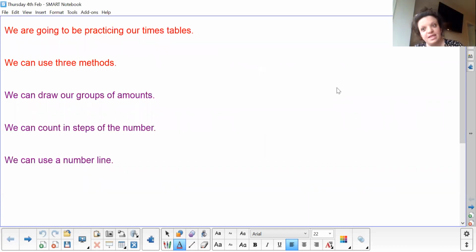We're going to follow the same routine that we followed last time. I'm going to do one question of multiplication and one question of division with you, and then you can go on to Teams and complete the times table quiz on there.